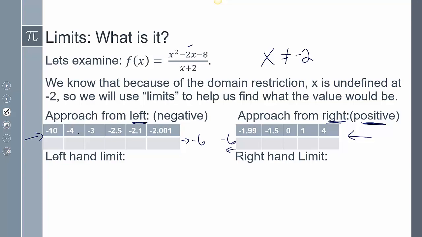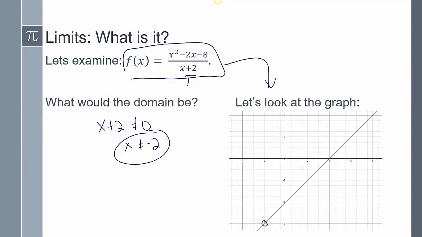Let's go back to when I originally graphed this. Remember I said that, wow, this negative 2 has to be undefined, but it looks like it's approaching this value of negative 6.